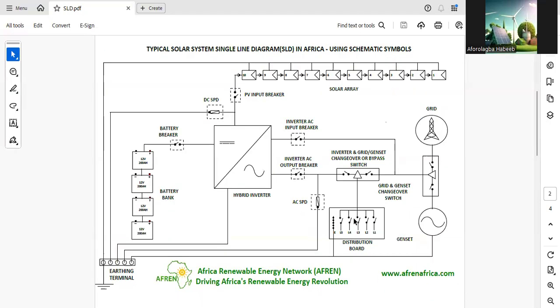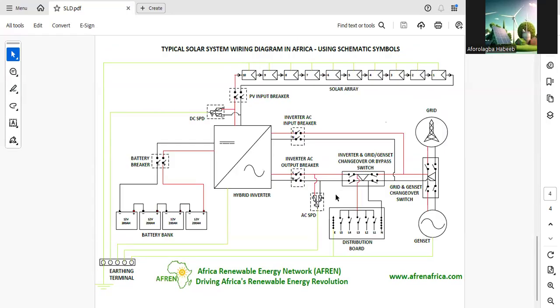But the single line diagram is the most common because it's simpler to sketch. We see electrical professionals asking for single line diagram, SLD, SLD, SLD. People don't usually ask for a wiring diagram. A wiring diagram is highly technical. It takes time to prepare.